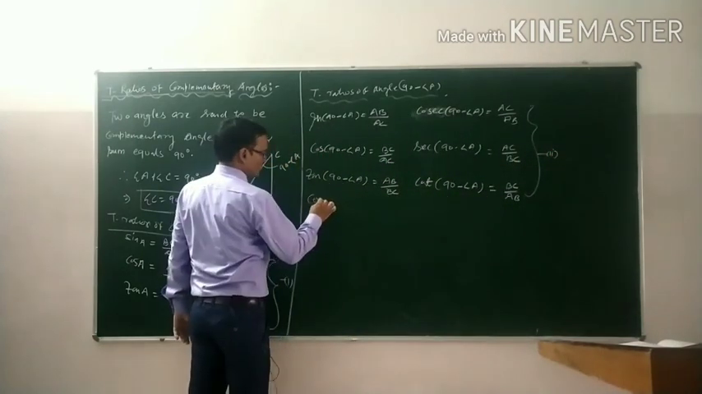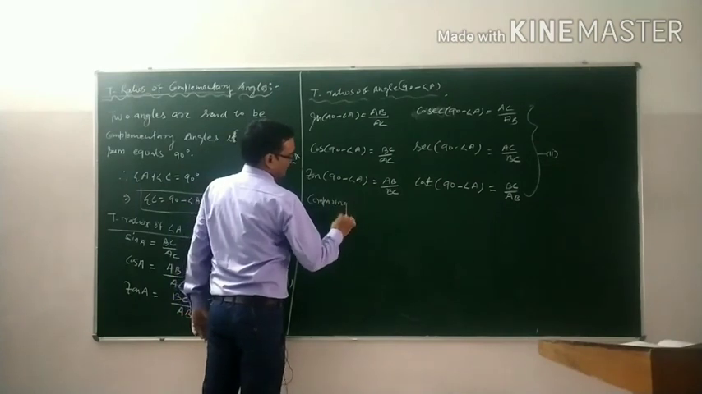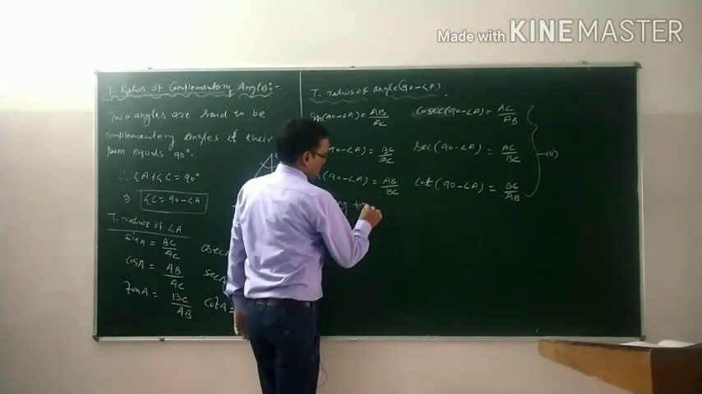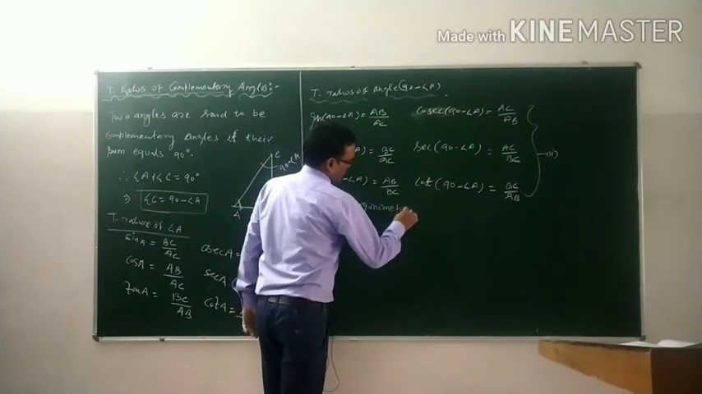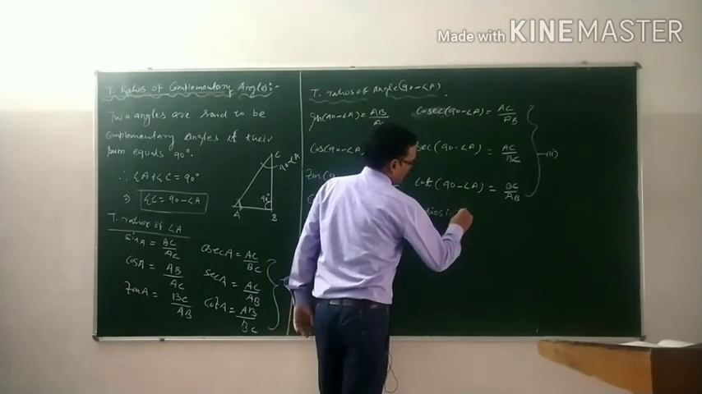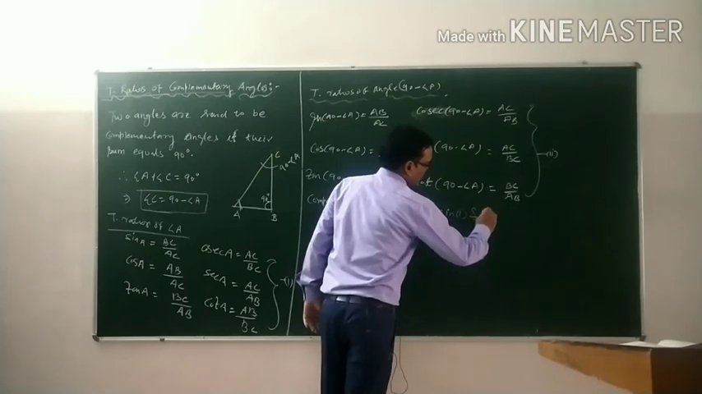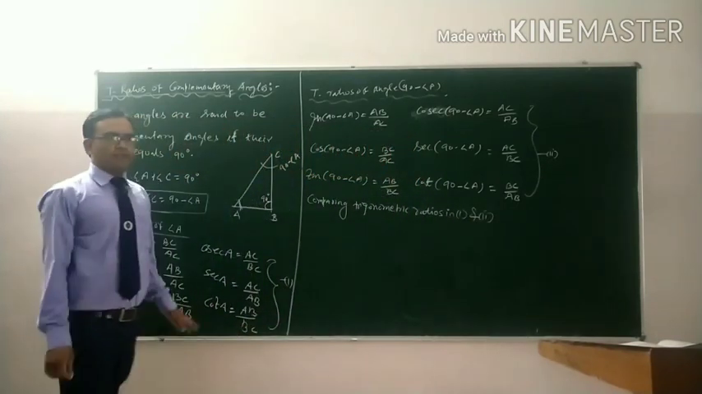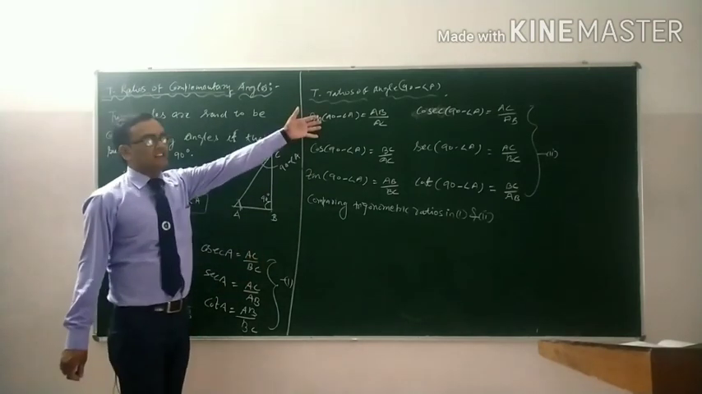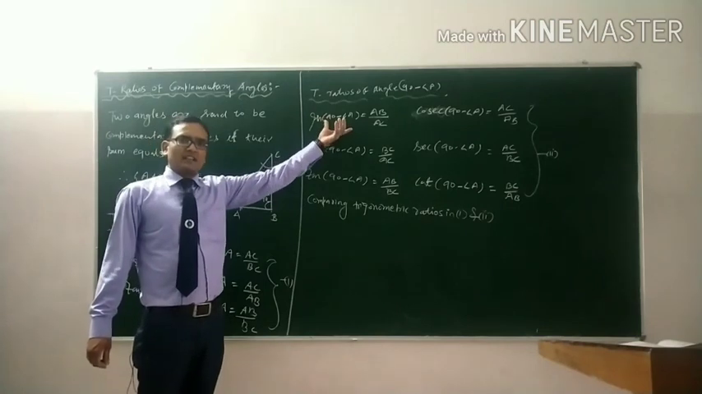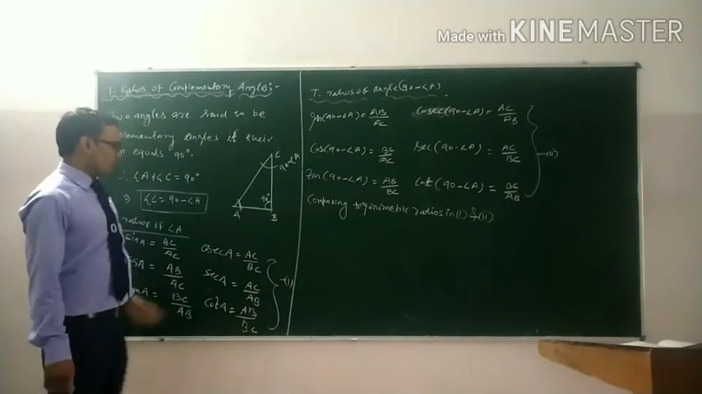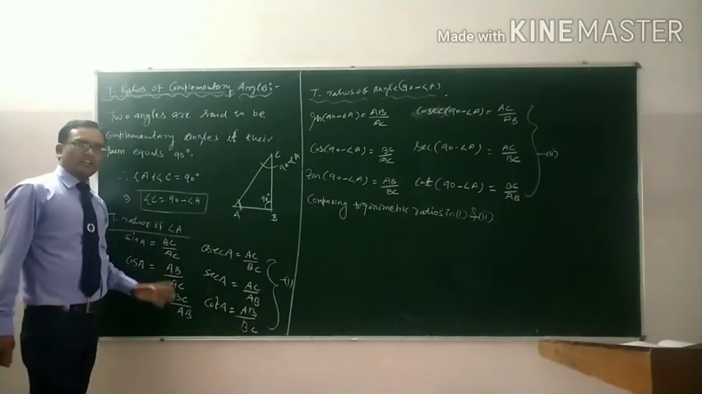Comparing trigonometric ratios in 1 and 2. Okay students, here we find the trigonometric ratio of angle A and here we find the trigonometric ratio of angle C, that means 90 minus angle A. Okay students, we compare 1 and 2.